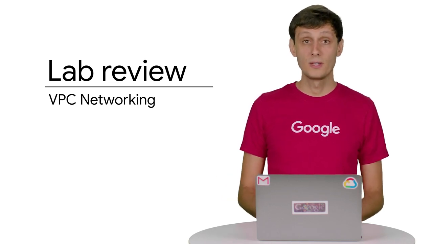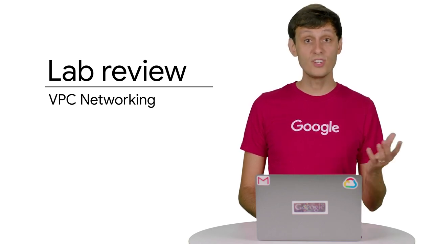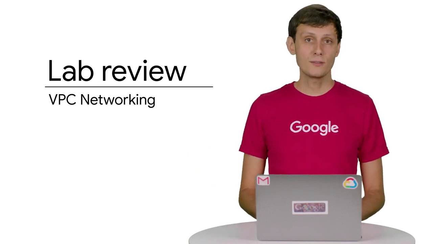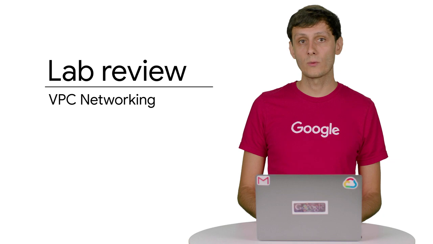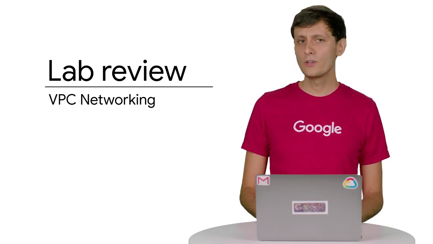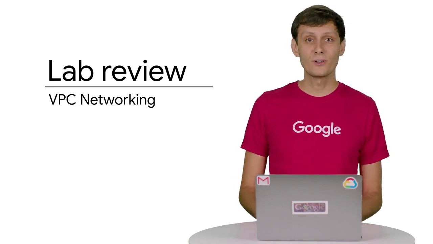network. Next, you created 2 more custom mode VPC networks with firewall rules and VM instances using the GCP console and the gcloud command line. Then, you tested the connectivity across VPC networks, which worked when you pinged external IP addresses, but not when you pinged internal IP addresses. VPC networks are by default isolated private networking domains.